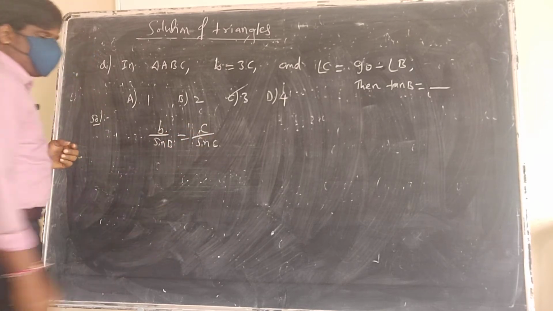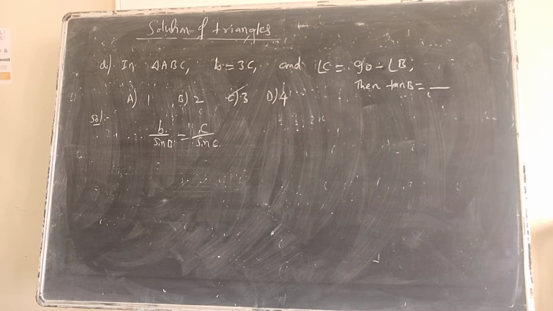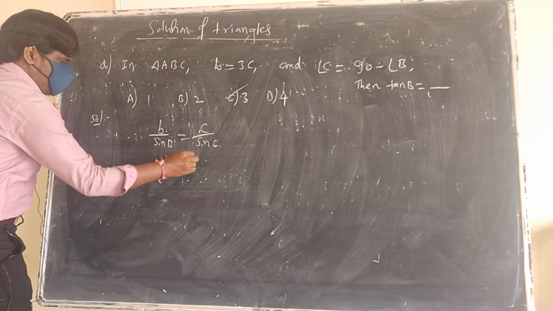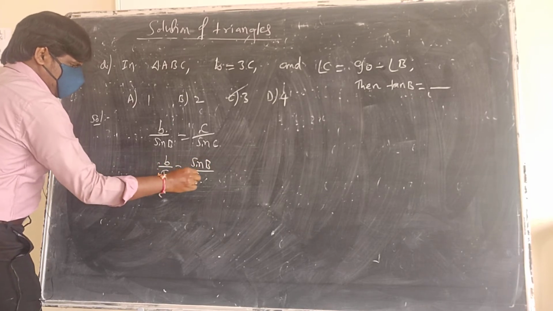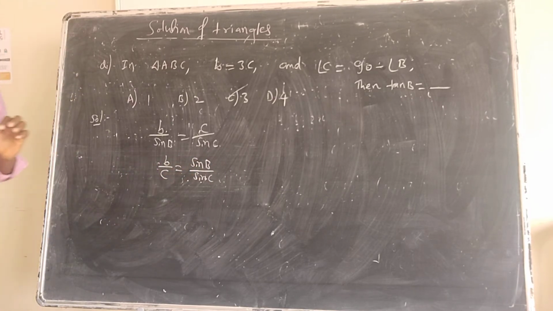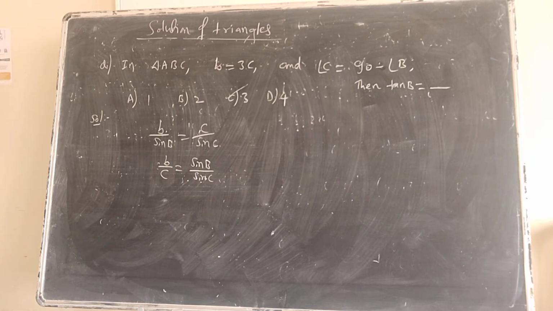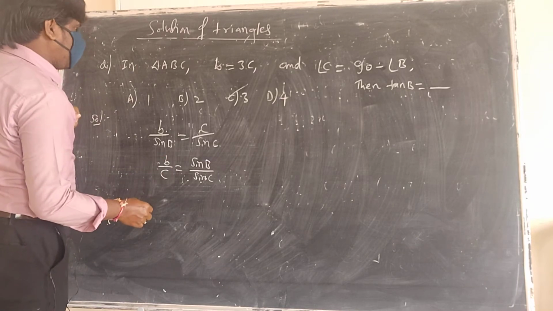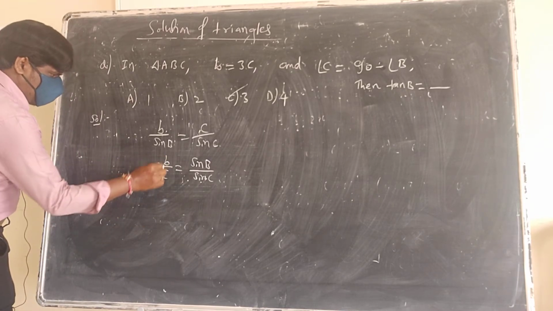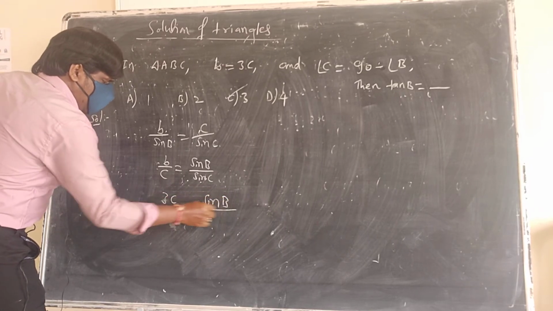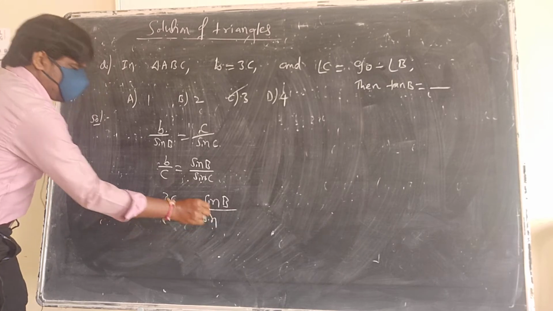This is the rule of sine, right? This is the sine rule. So what I can write here, C I will send here, B by C is equal to sine B by sine C. Correct? Here it is given B is equal to 3C. So I can write here 3C by C is equal to sine B by sine C, and about angle C they have given.